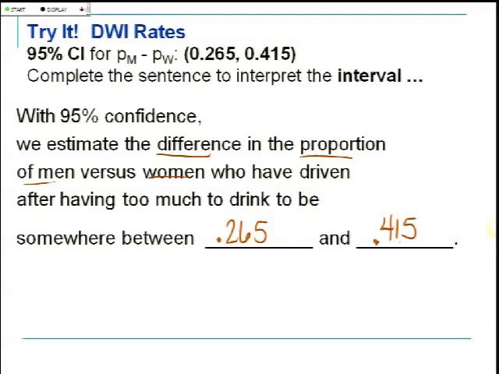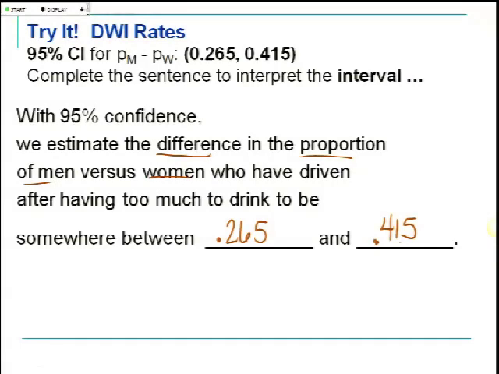Not the true population proportion, because there are two of them. The true difference in the population proportions. The new parameter that we would expect to be in that interval. 95% of the confidence intervals will contain the true difference in those rates, P1 minus P2, the true difference in the population proportion of men versus women who have driven when they shouldn't have.